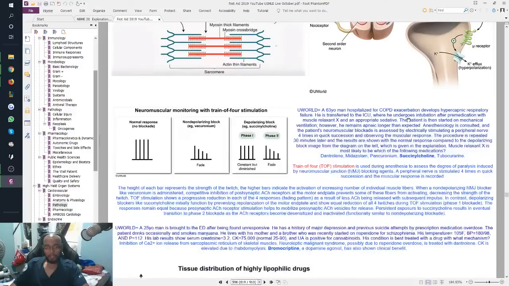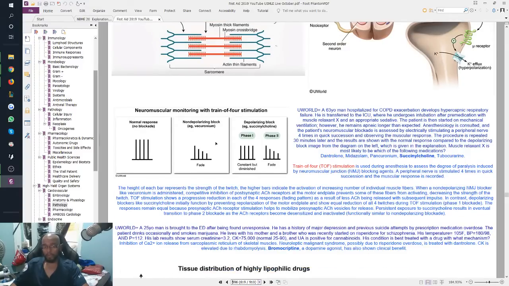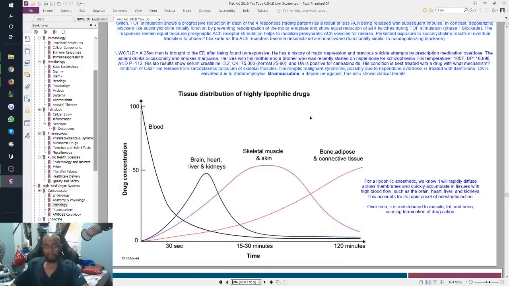There's, where did they talk about? Yeah, succinylcholine. Succinylcholine does a bunch of things. There's always this UL question about the train of 4 stimulation. They love bringing that up. Amboss also had a question of the train of 4. Tissue distribution of lipophilic drugs.